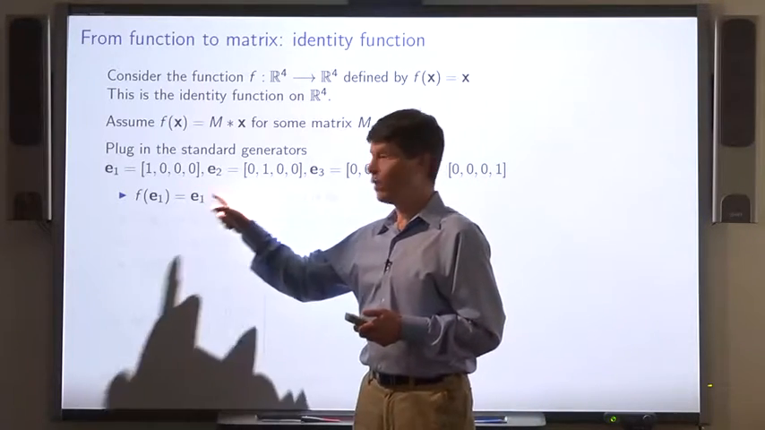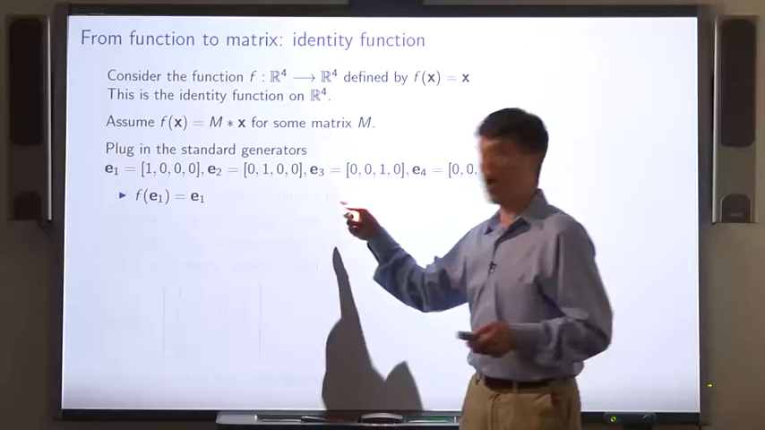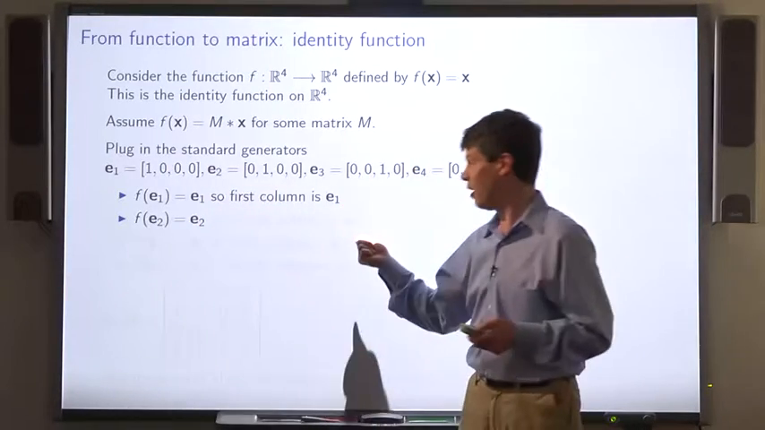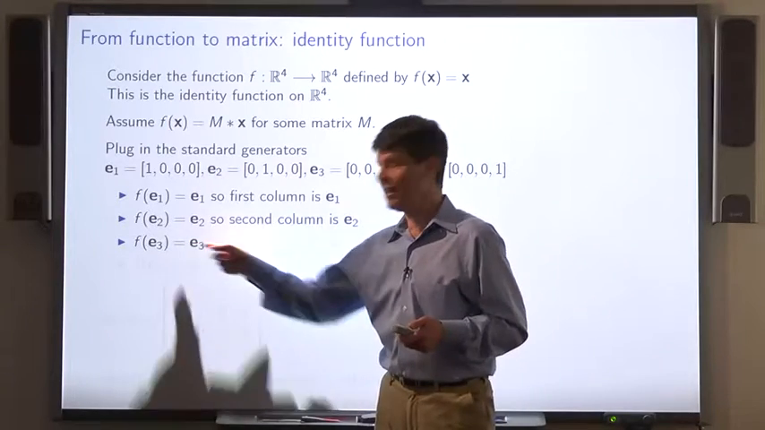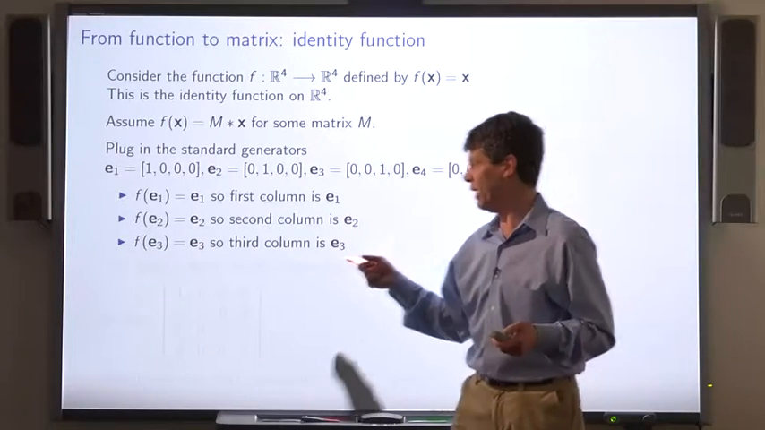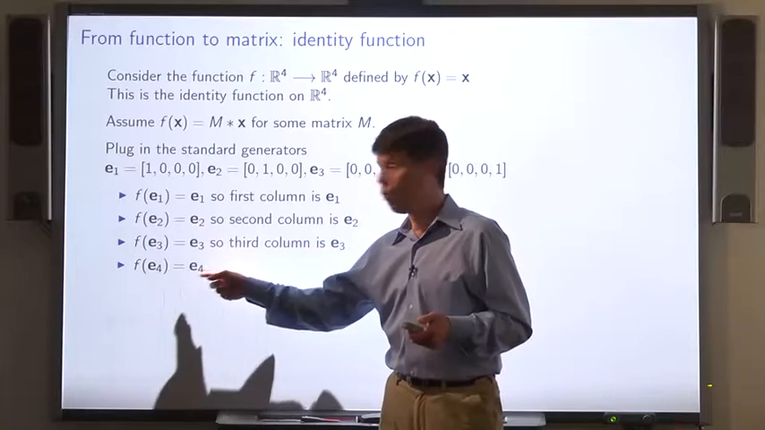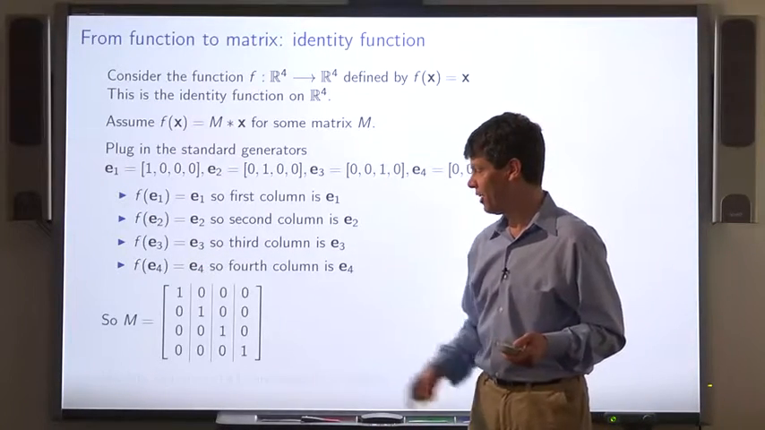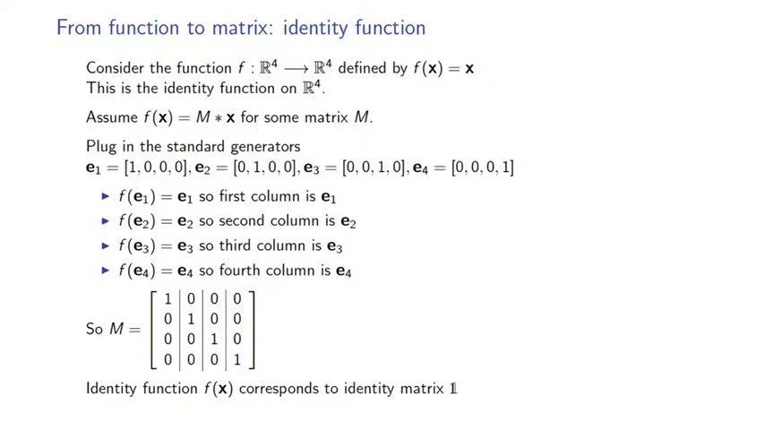f(e1) equals e1. So the first column is just e1. Similarly, f(e2) is e2, so the second column is e2. f(e3) is e3, so the third column is e3. And f(e4) equals e4, so the fourth column is e4. So the matrix looks like this. This is the identity matrix. So we see that the identity function f(x) corresponds to an identity matrix. That's why we call it an identity matrix.